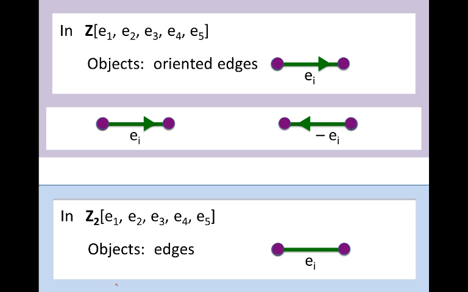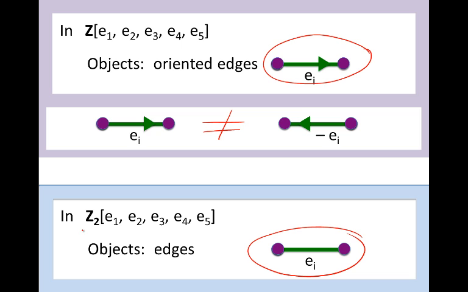So when we work with integer coefficients, I need oriented edges since E does not equal minus E when working with oriented edges. But in Z mod 2, E equals minus E, so I no longer need to orient my edges, and so I can have unoriented edges when my coefficients are in Z mod 2. Note that unoriented edges is unique to working with Z mod 2 coefficients.